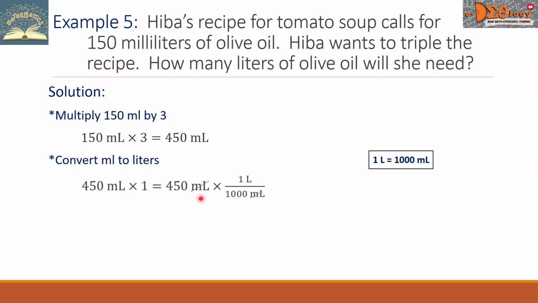Then we proceed to our operation. 450 times 1 divided by 1000. And the answer is 0.45 liter. So we write Hiba needs 0.45 liter of olive oil.